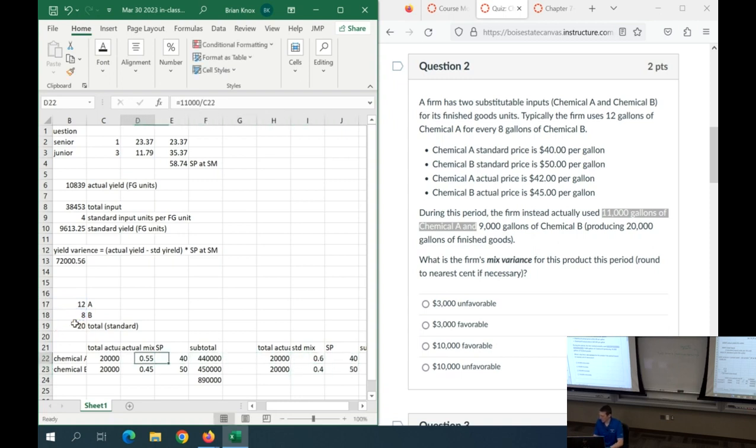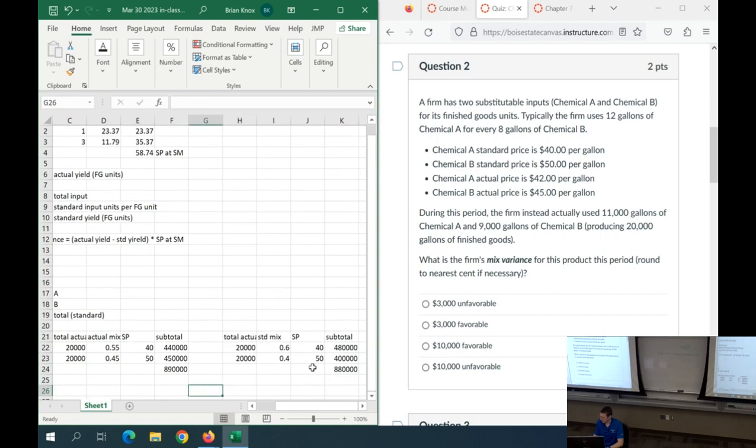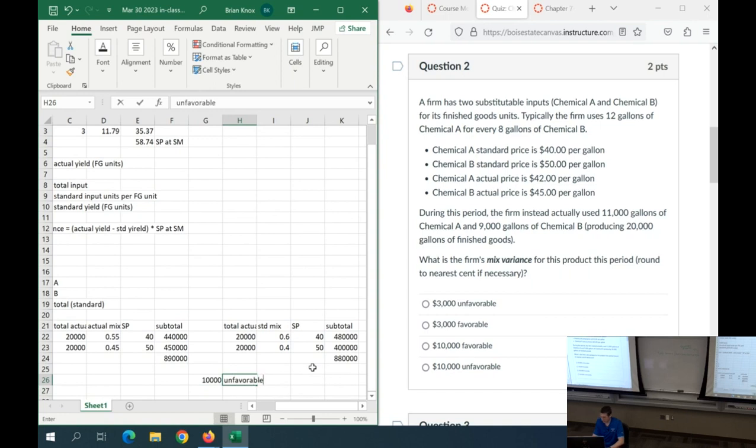Okay, so we clearly used less chemical A than expected and more chemical B than expected. And chemical A is the cheap one. So we overused relatively chemical B, the expensive one. So this is going to be an unfavorable variance, whatever it ends up being. It's 10,000 unfavorable actual costs, because we had a heavy hand with the chemical B in the mixture, and it's the more expensive of the two. $10,000 of unfavorable variance there.